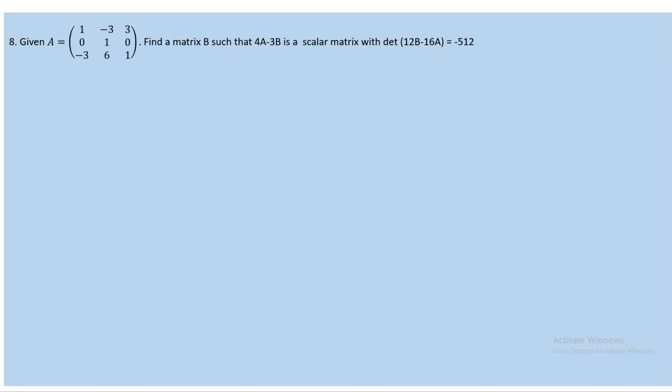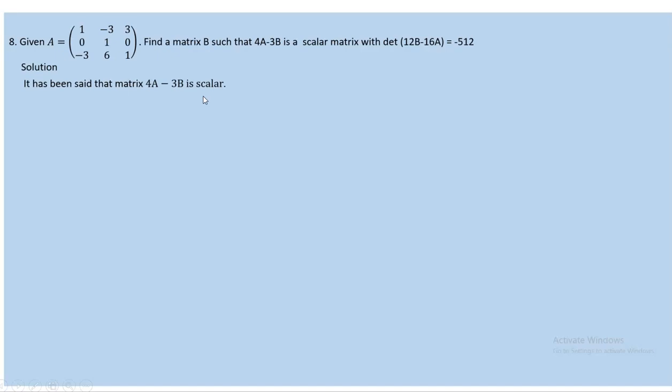The determinant of 12B minus 16A is negative 512. Okay, so you are asked to determine another matrix B provided that certain conditions are given for you. So let me show you how this can be done. So the procedure goes like this.